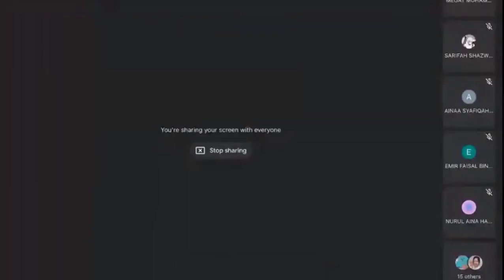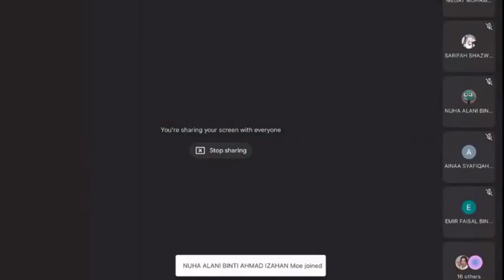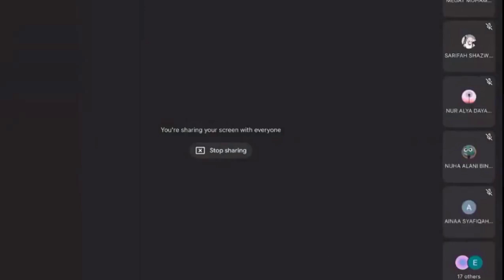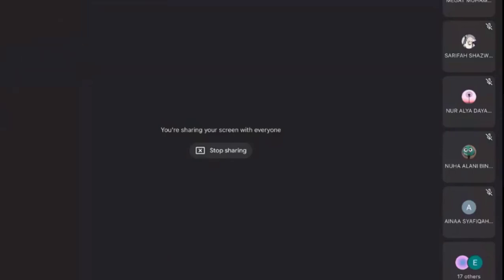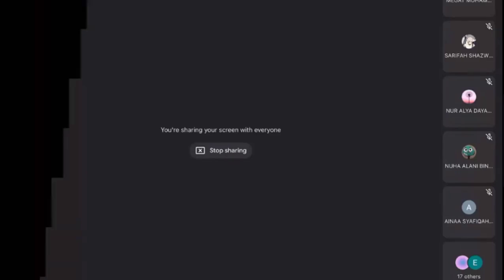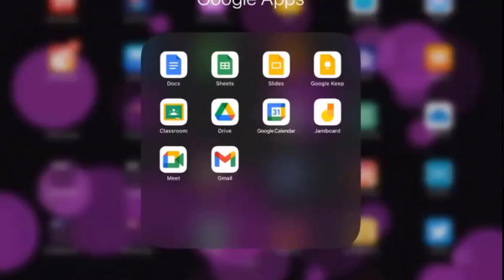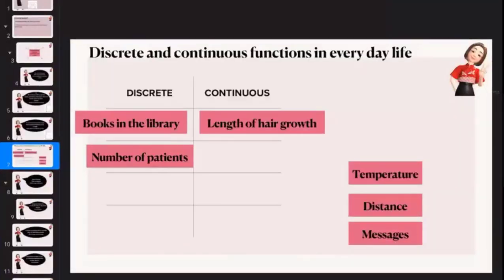My laptop hang, so give me some time to restart it. Okay, so you are trying to see how is the discrete and the continuous function. Later give me the answer. I'm still sharing my screen. So later you give me the answer. I try to restart my laptop. Because in this one I'm using another device. This one later you give me all the answers.